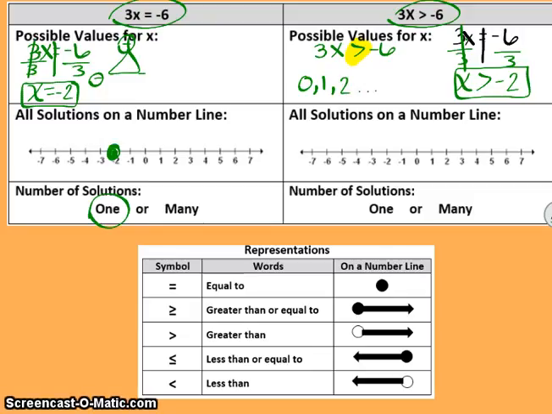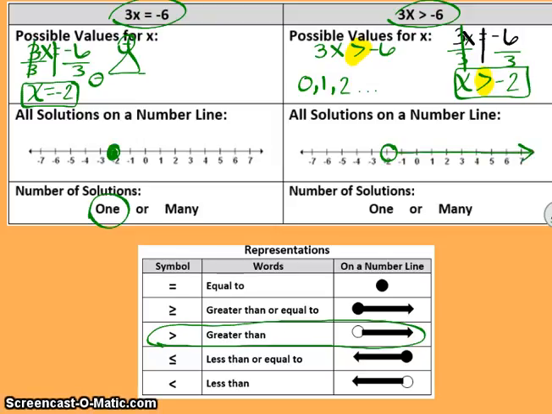So first I want to find negative 2 on my number line, and then I want to see, do I shade that circle in or do I not? So I want to find this symbol on my chart. Well, this symbol on my chart is right here. And so I have a white circle, which means I don't shade it in, and I know that my line is going to go this way.